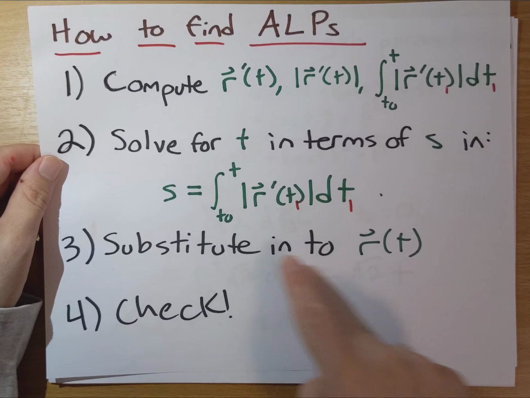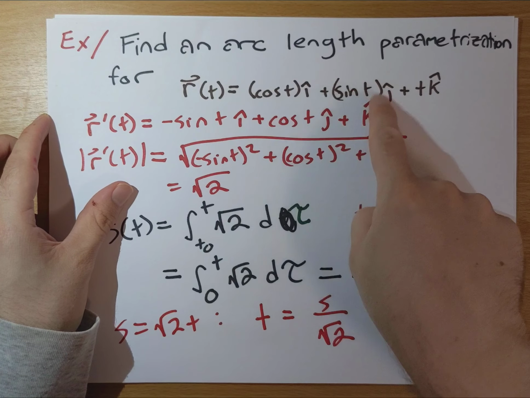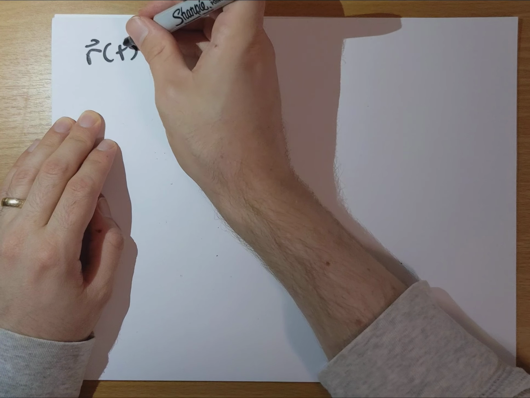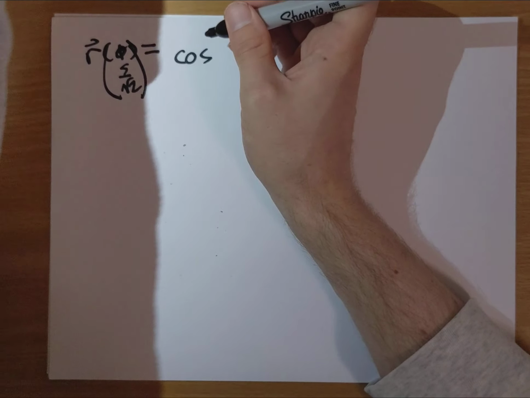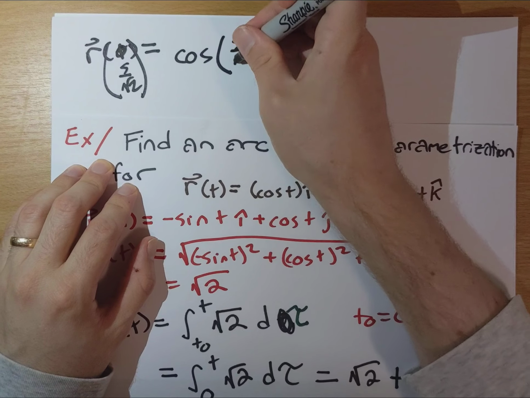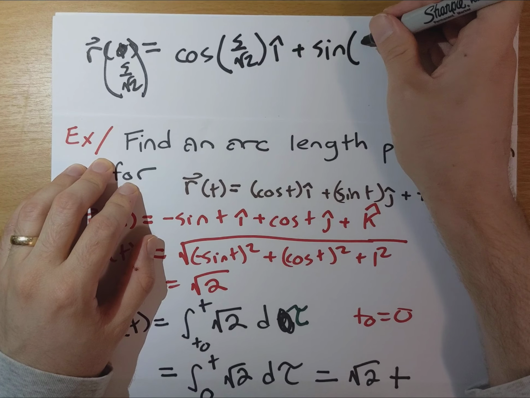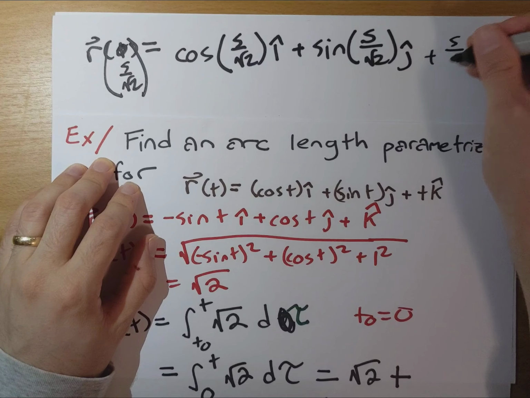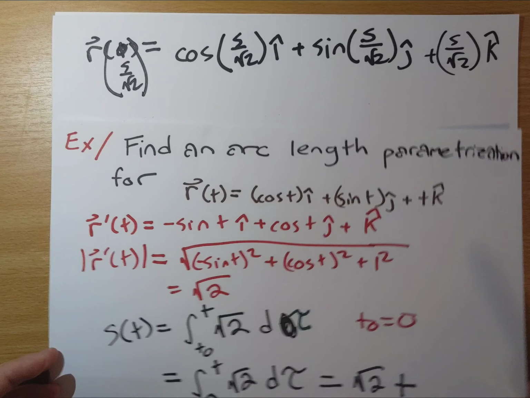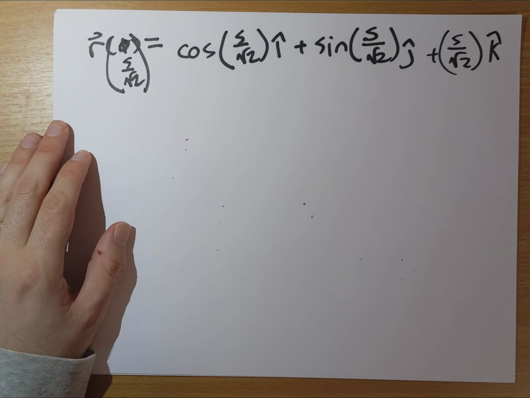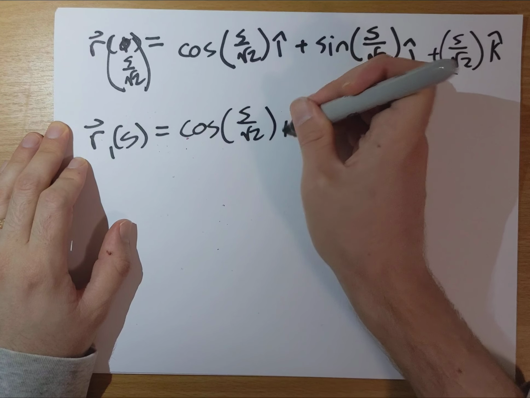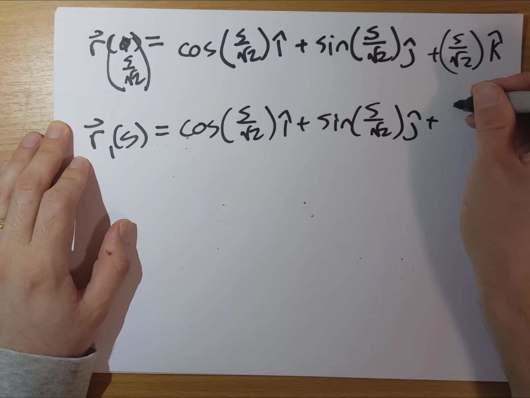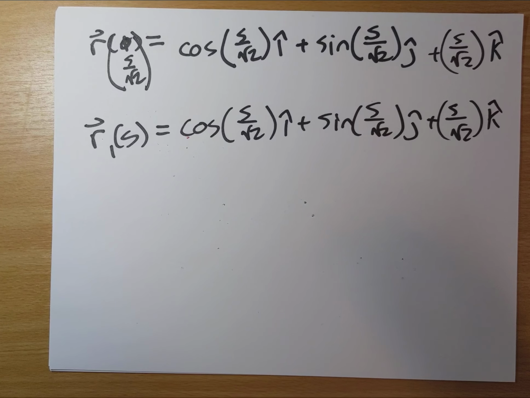Then part 3 is to substitute into r of t. Everywhere you see a t, we're going to replace t with s divided by square root 2. So r of t is now r of s divided by square root 2, which is cosine of s divided by square root 2 i hat plus sine of s divided by square root 2 j hat plus s divided by square root 2 k hat. Now I can just write r1 of s as cosine of s over square root 2 i hat plus sine of s over square root 2 j hat plus s over square root 2 k hat. This is an arc length parameterization.